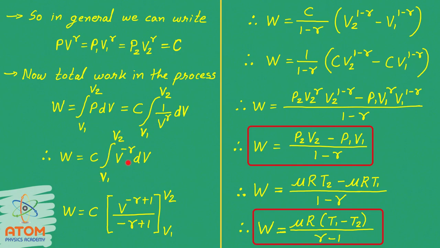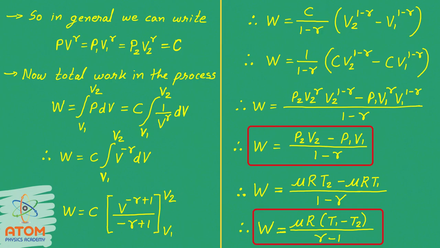Now we can integrate this V raised to minus gamma. The answer will be V raised to minus gamma plus 1 divided by minus gamma plus 1, right? In integration you know that you have to add 1 in the power. So here the power is minus gamma, so I am adding plus 1, and here also in the denominator you have to put the new power, that is minus gamma plus 1, and the limits are V1 and V2.